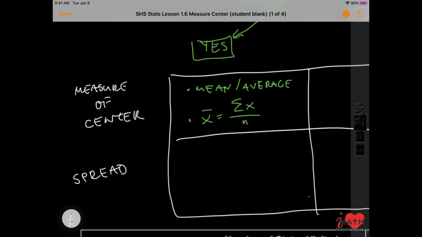Okay, this one's going to be new to us, but we're going to learn it later. So the best spread is the mean absolute deviation.